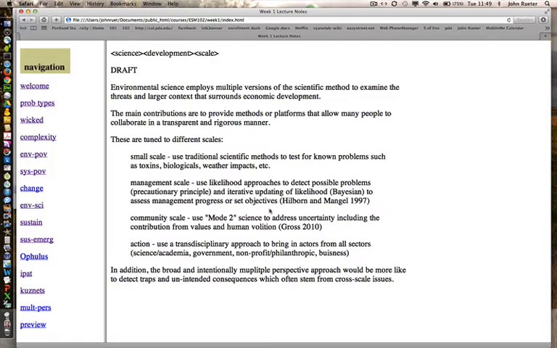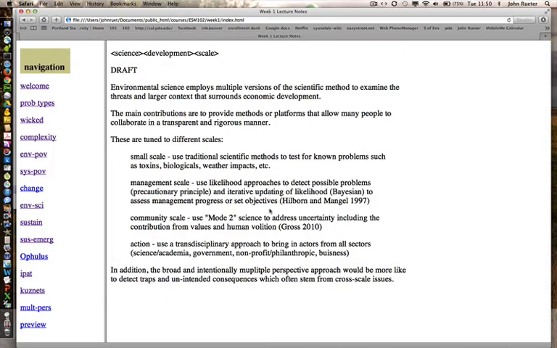And so by doing that, it's not that environmental science is going to solve the problems, but it sets up the dialogue and sets up the information necessary for management and policy to move ahead and work on these issues. The other thing that environmental science does is we can tune the type of science we use to different scales. So, for example, at a small scale, we can use traditional scientific methods to test for problems, test for pollutants or toxins in the water. That's a good environmental toxicology type approach.